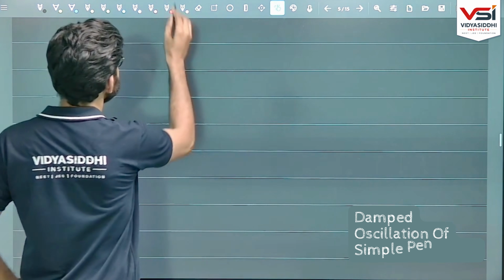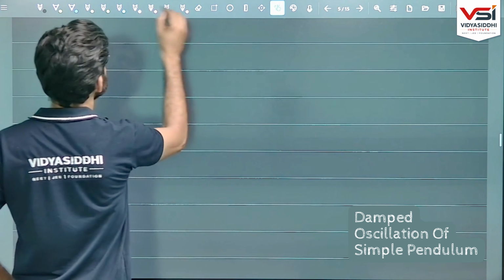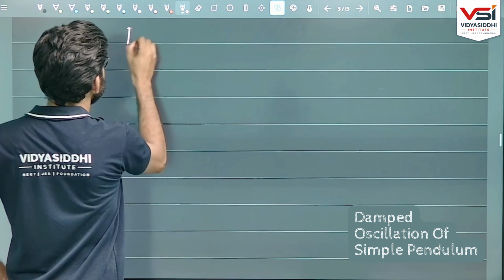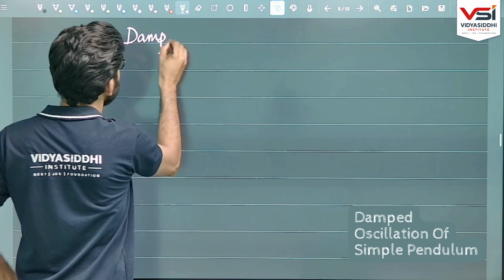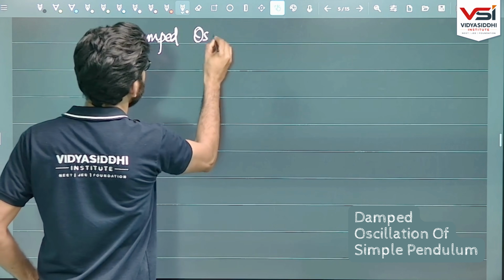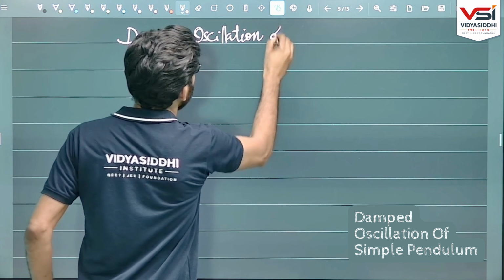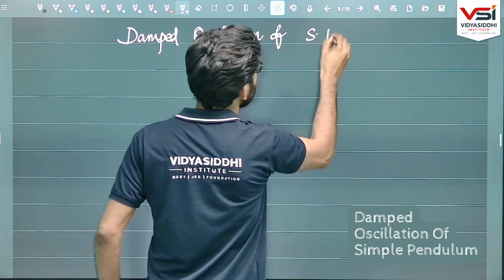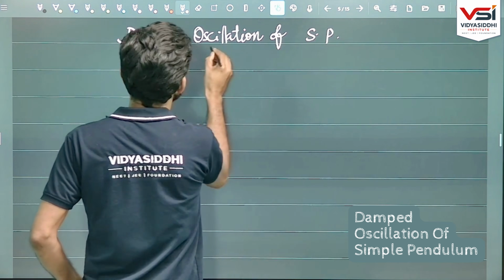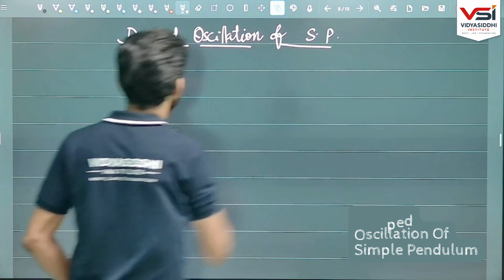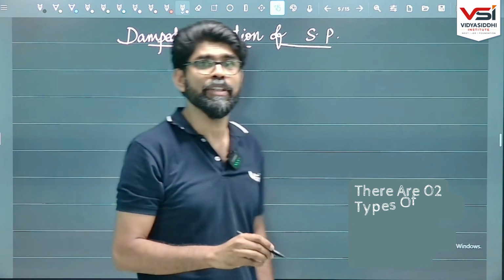In the third video for experimental skills we'll see the simple pendulum, damped oscillation of simple pendulum. Let us see what is the theory behind this damped oscillation. What is the meaning of this damped oscillation? Why is this damping taking place in a simple pendulum?